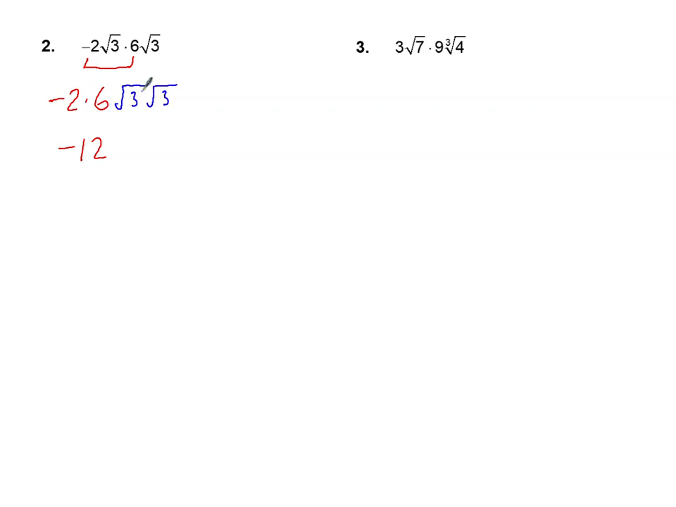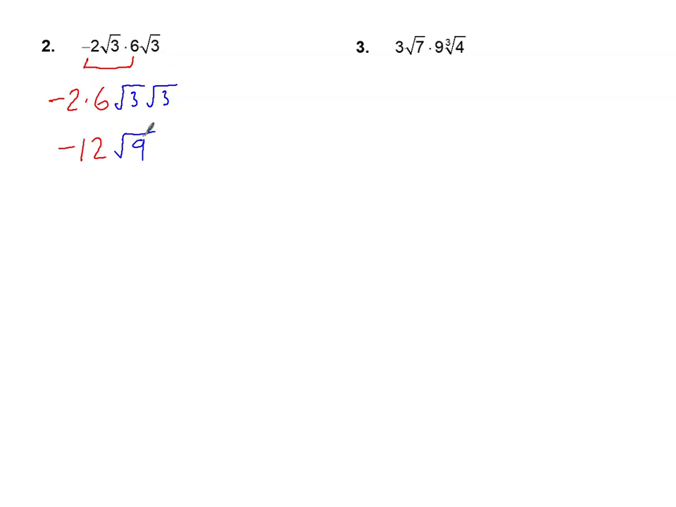The square root of 3 times the square root of 3 becomes the square root of 9. 3 times 3 is 9. So the numbers on the outside multiplied and stayed on the outside. The numbers on the inside multiplied and stayed on the inside. My final step, I need to simplify if I can.